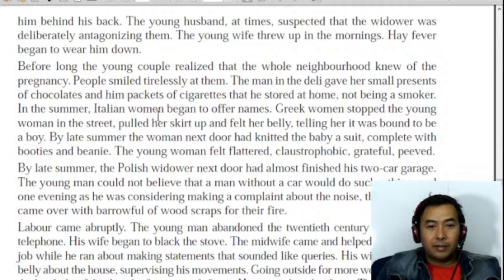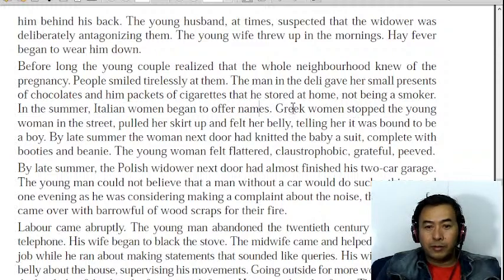In the summer, Italian women, there were Italian migrants also, immigrants, let's say. Some Polish from Poland, some from Italy, some from Macedonia, some probably Nepali and Indian as well, which is not yet mentioned over here. Italian women began to offer names. Now they started giving names for the child. Oh, it can be Jack. It should be Daniel. This and that. So different names started. Maybe Italian names were offered.